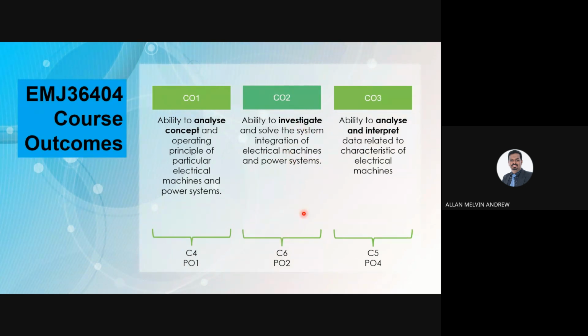To solve whatever problem is given. So that's why we are giving C6. And CO3, the ability to analyze and interpret data related to characteristics of electrical machines. So it's covering C5. So you can see, based on the complexity level, the subject is art. So the subject is heavy. I won't say art, it's heavy.